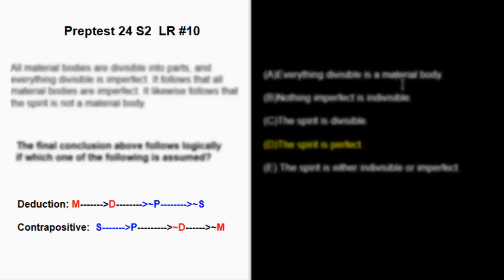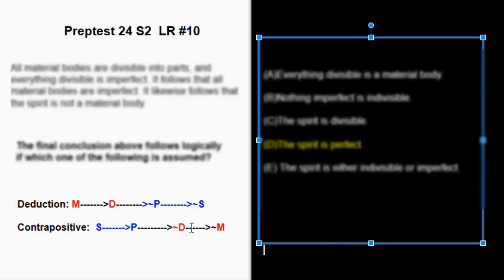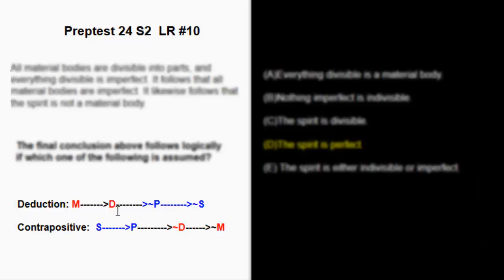Everything divisible is a material body. Let's see. Divisible is a material body. Do we have that? If it's divisible, it's a material body. Divisible, material body. We don't know that. That's going against the arrow, you see? And that's the fallacy of the converse. That's like saying if A then B, then B then A. You can't say that. Okay? So that's wrong.